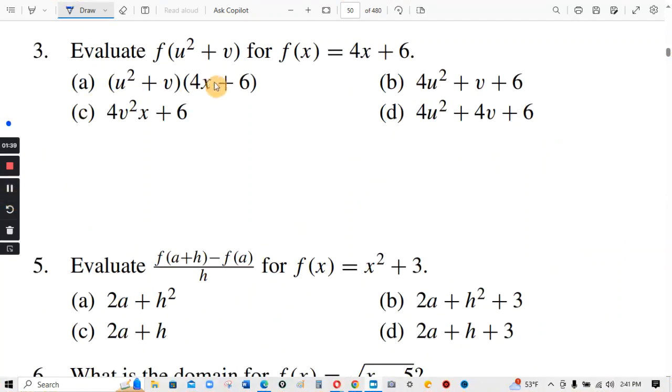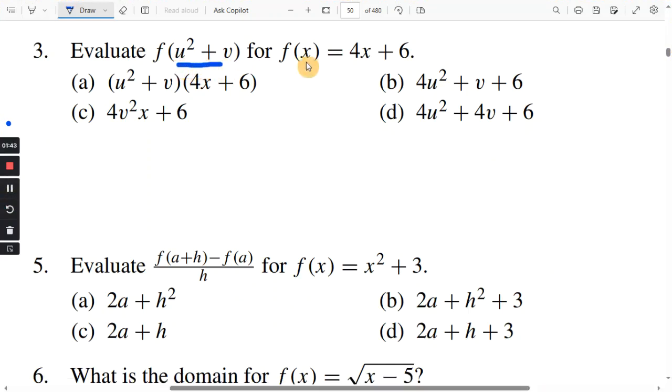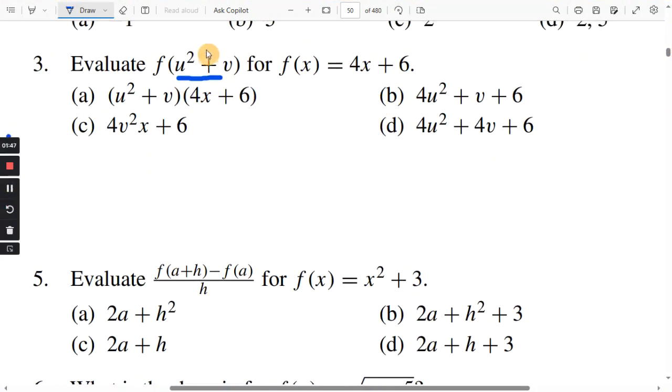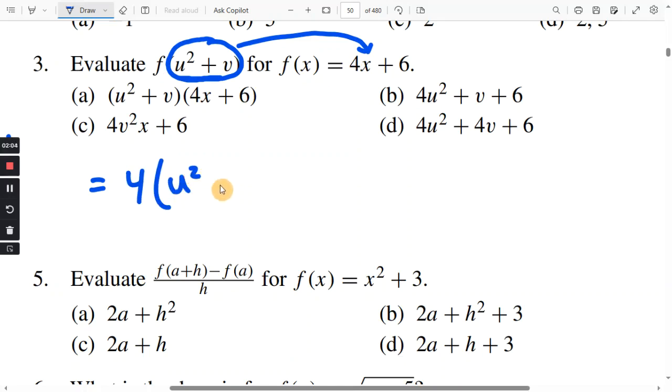All right, number 3, evaluate f of u squared plus v for f of x equals this function here. All right, so we're just taking this expression, u squared plus v, and we're plugging it in place of x. So that's going to equal 4 times x, but x equals u squared plus v. And then we have plus 6.